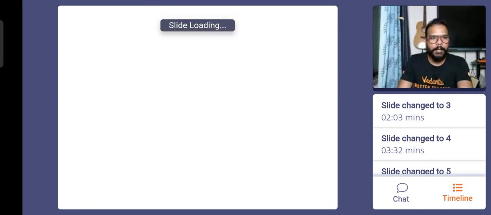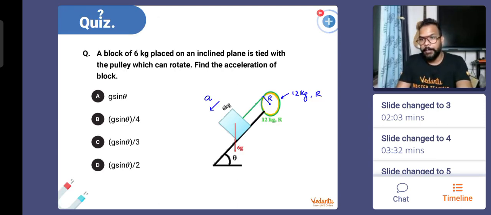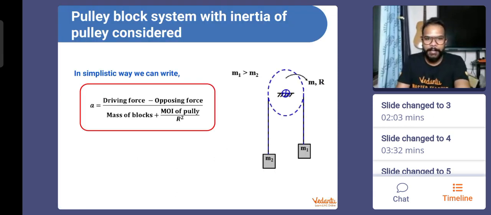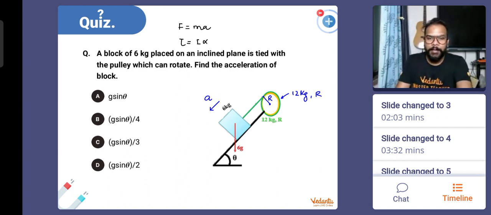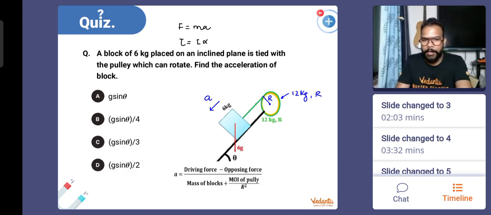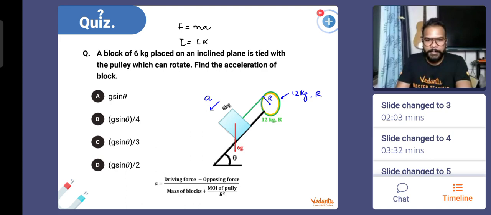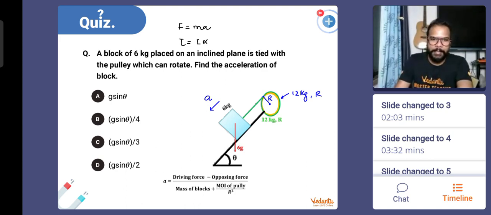Yes, that's a general question. Okay, now let's try this one where you have the mass placed on the inclined plane. You can either try to write F equal to ma for the block and tau equal to I alpha for the pulley, or you can also go by driving force minus opposing force upon the total. Whichever you want to use, you are free to use. Personally, as a student, I don't rely blindly on this formula, so I don't apply it, but it is applicable here, is what I can confirm.